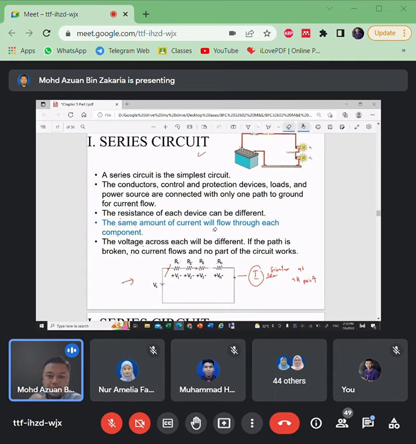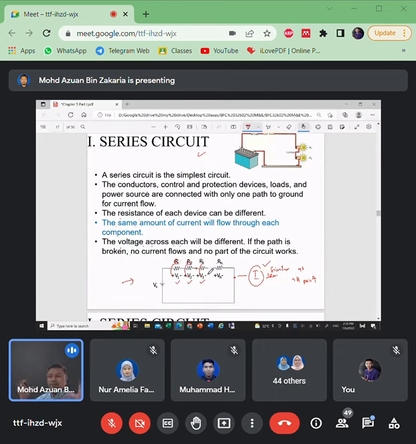Meanwhile, the explanation for this: the voltage across each will be different. This means, imagine the resistances have different values, R1, R2, R3, and R4. If all are different, it means V will also be different. The voltage of each pair is also different. Okay, but I is similar.